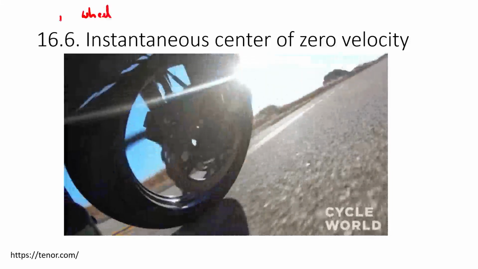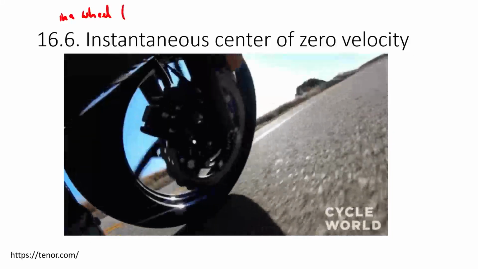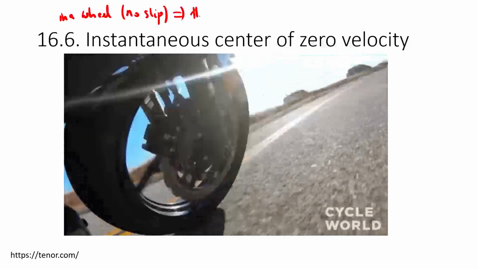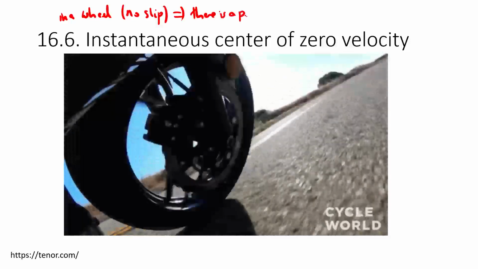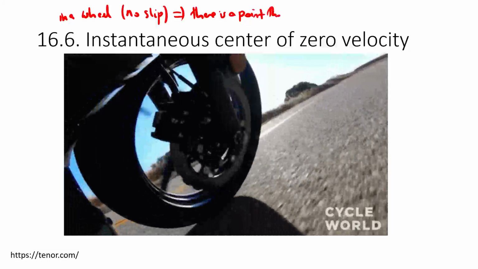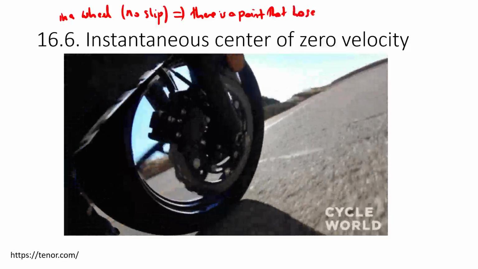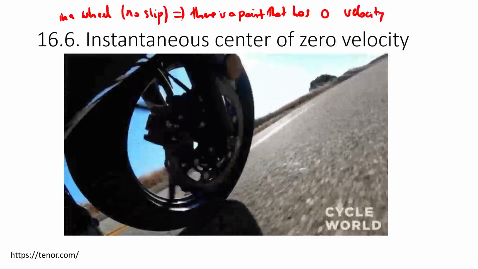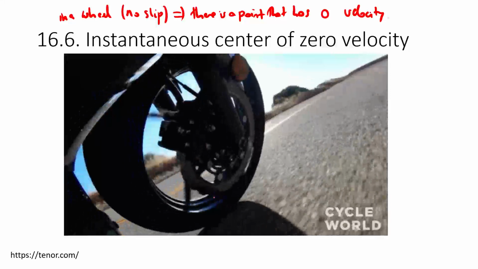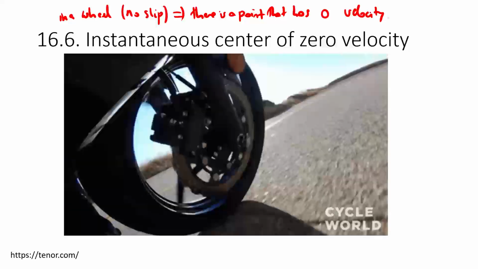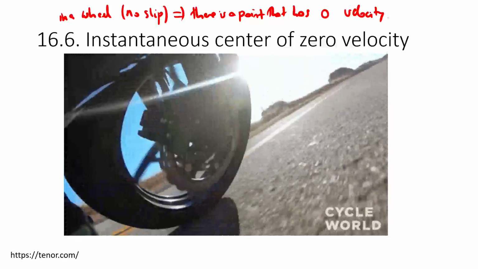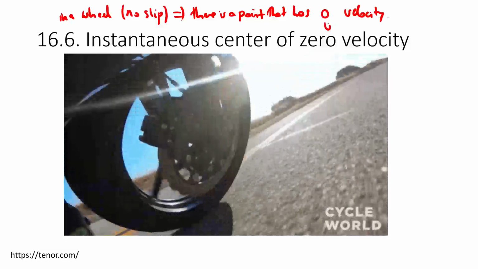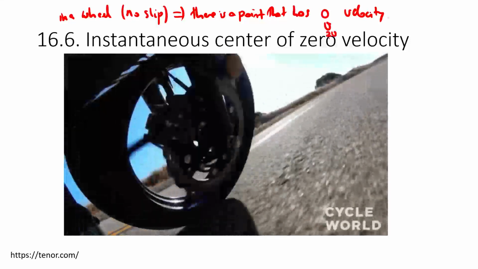In a wheel, we are generally considering that there is no slip, and there is a point that has zero velocity. It means that there is a point that doesn't move. For example, the point that is in contact with the ground doesn't move. There is a point that has a velocity equal to v, and there is a point that has twice the velocity.